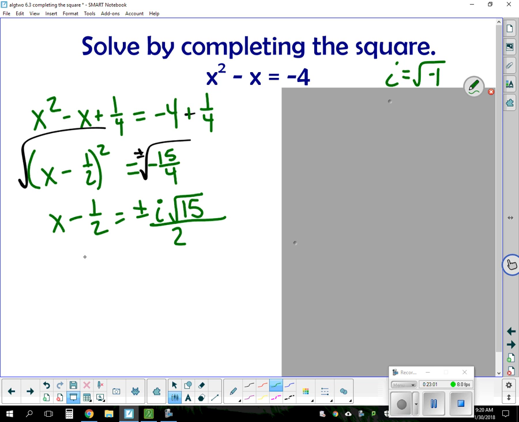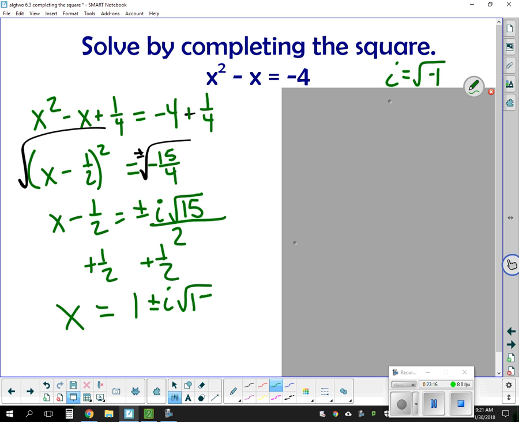What else do we need to do? Add 1/2 on both sides. So x equals 1 from here plus or minus i square root of 15 all over 2, since they had the same denominator.